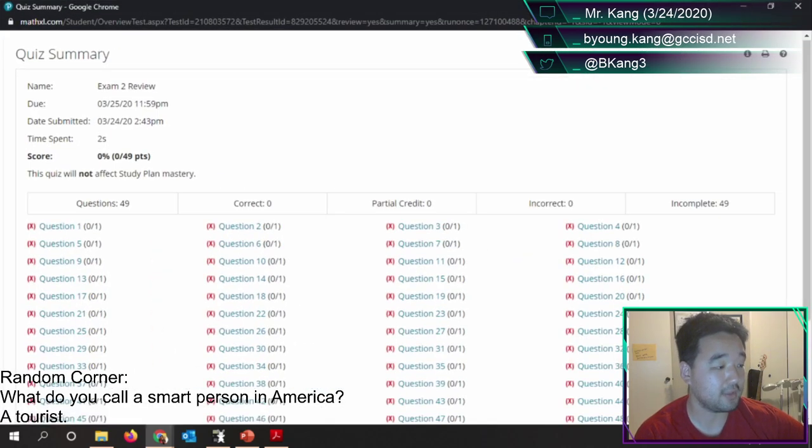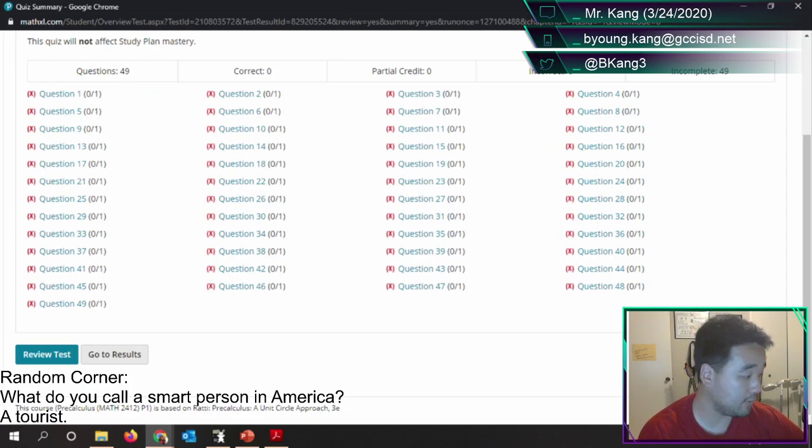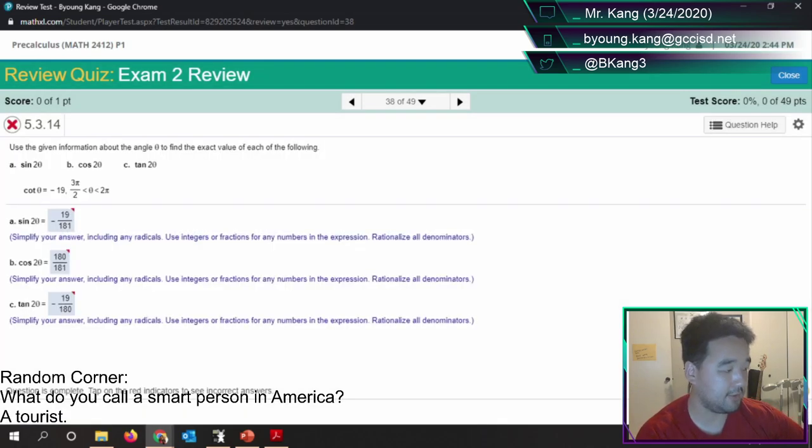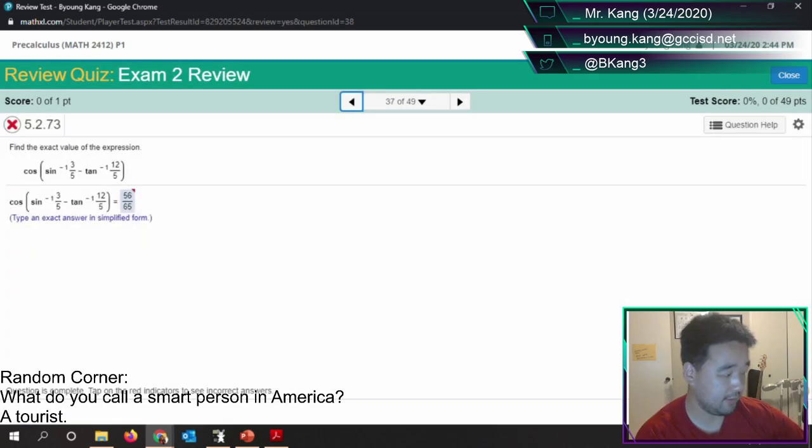Since we're not doing 5.3 and 5.5 anymore, this whole last chunk of the review you don't have to do. It tells you the index of the question number up to the top left. You don't have to do anything that says 5.3. So number 37 is the very last one you need to do on the review. That should narrow down things a bit as far as studying.